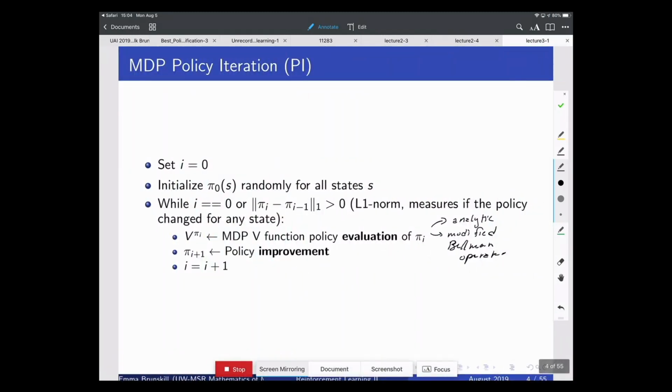So what is policy iteration? Policy iteration is going to look a little bit related to value iteration. The goal of policy iteration is, again, to compute V star and pi star. So it's the same goal as what we had before, given our MDP.